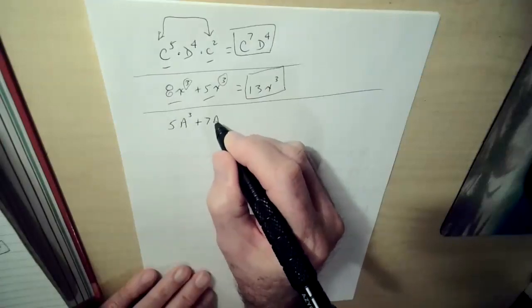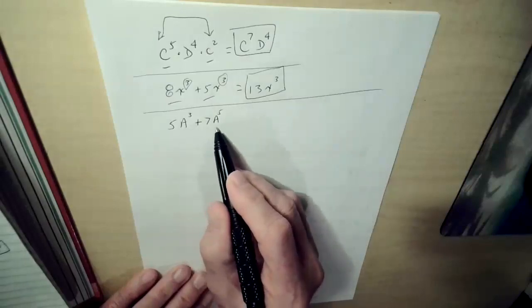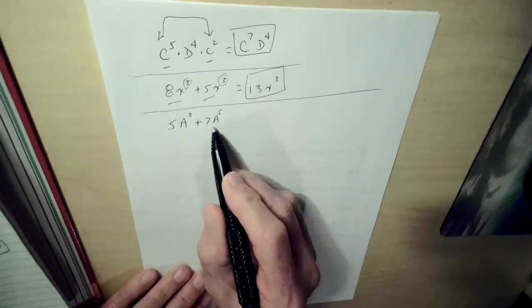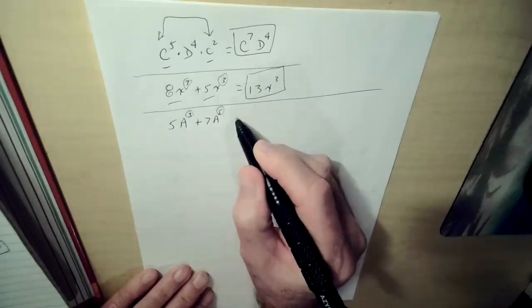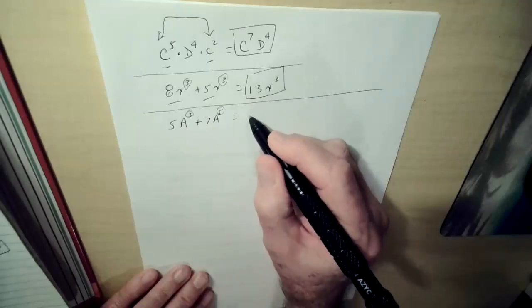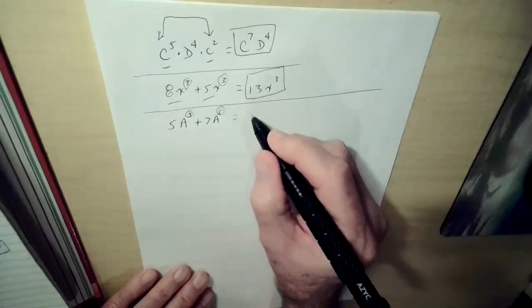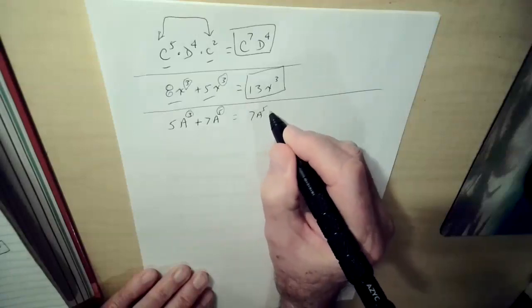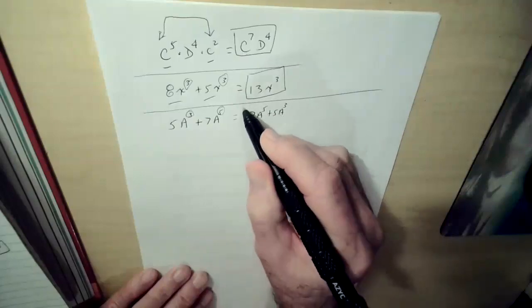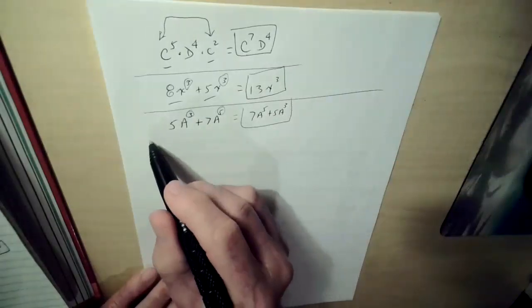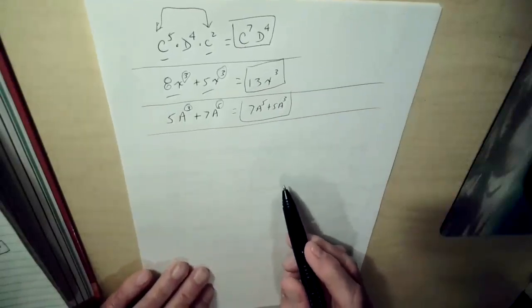Now, what about this if you're so smart? 5a cubed plus 7a to the 5th. Are these like terms? No. They have the same base numbers, but the exponents are different. The way we would write this answer is largest exponent first: 7a to the 5th plus 5a cubed.